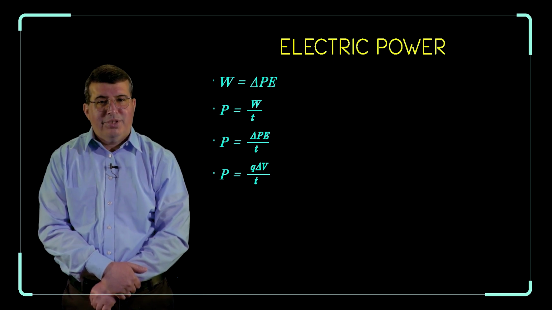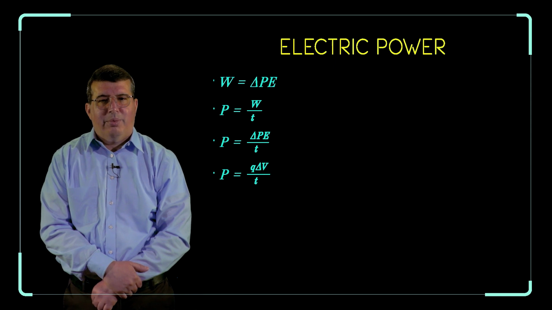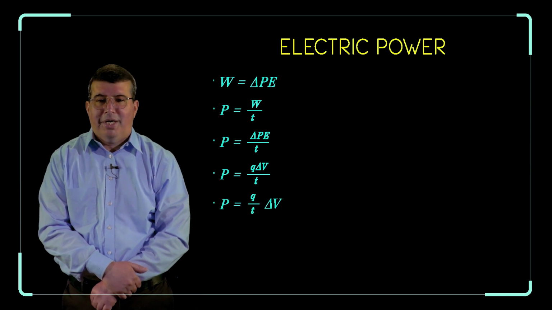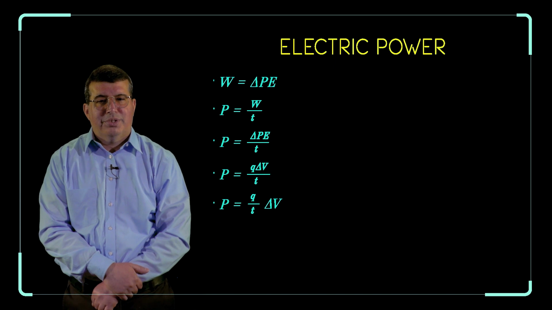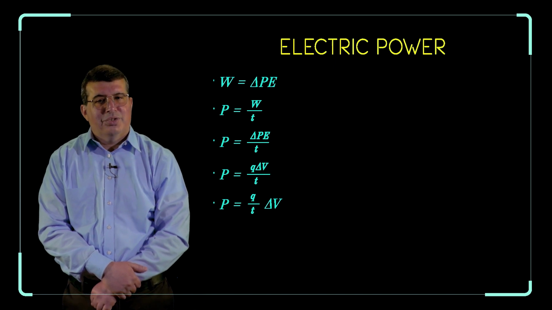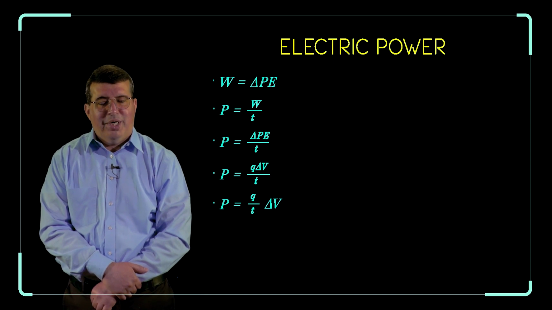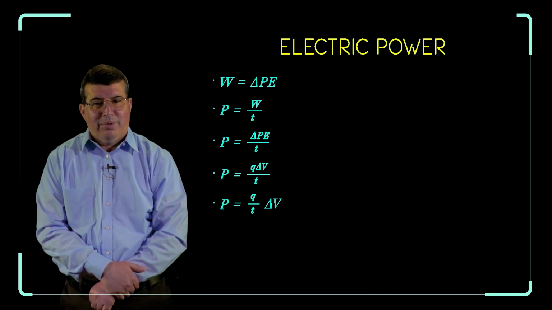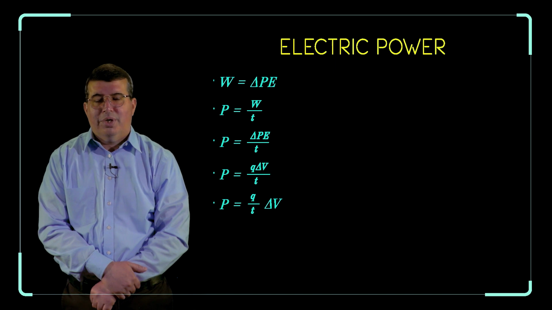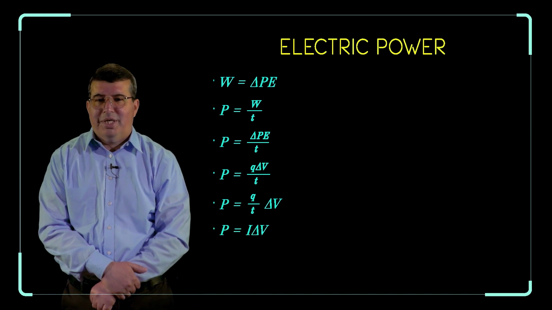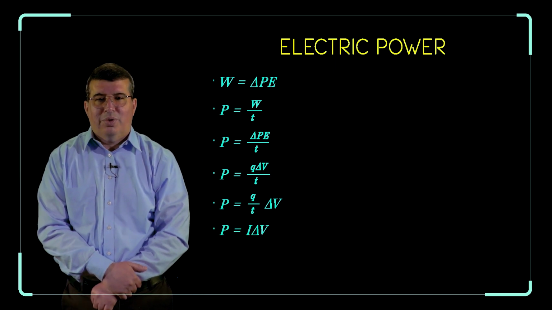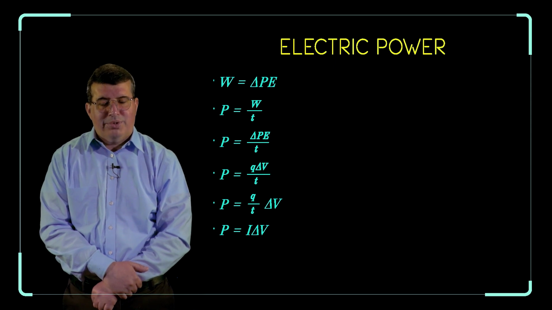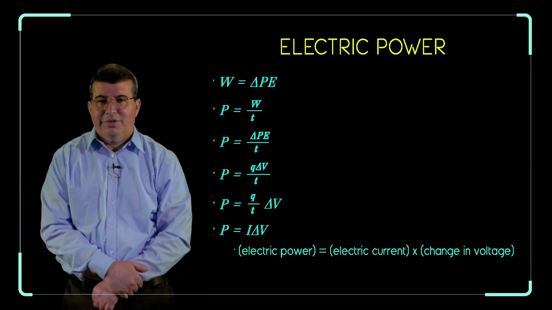I can rearrange this equation to give me that power is charge divided by time times change in voltage, and then charge over time is current. So we have our final equation, and this is the very useful equation for electrical power that says that electric power is equal to electric current times change in voltage. So electrical power is equal to electrical current times change in voltage.